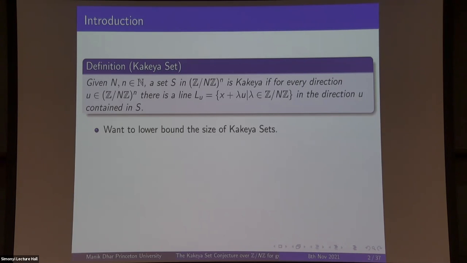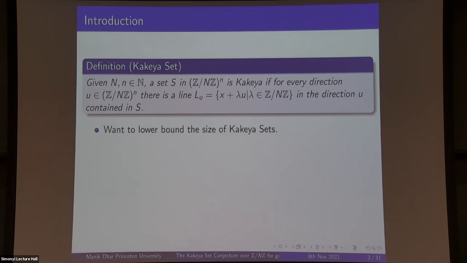Instead of the plane, he's looking at higher dimensional space, and instead of characteristic zero, he's looking at a finite field or finite ring. Your set is a subset of a cube, right? Z mod n to the little n is just a finite grid. And you always ask for a full line, just as a needle is a full needle. You want a line in every direction, and you ask for the smallest set that contains a line in every direction. The general problem can be defined in any space.